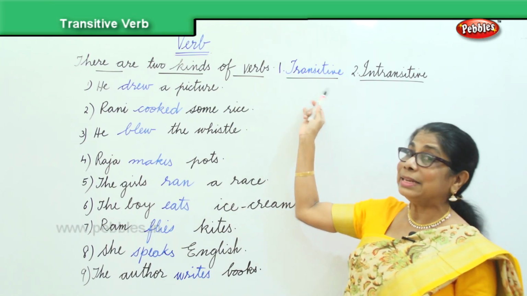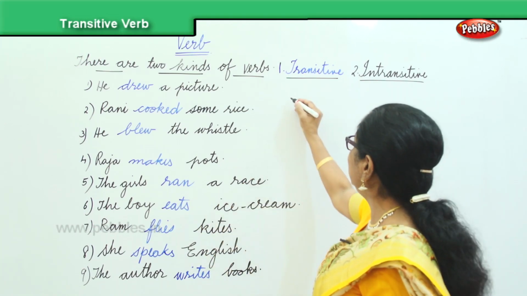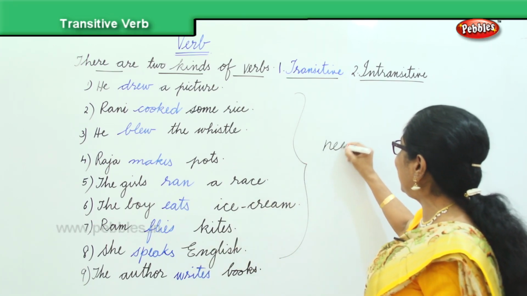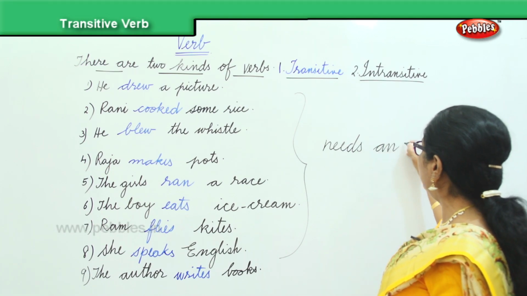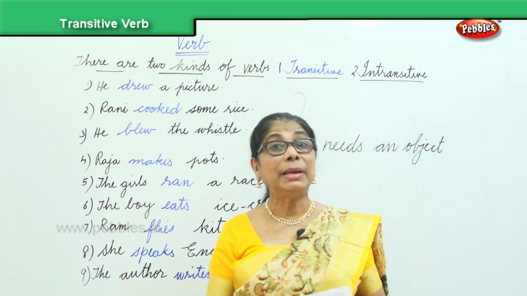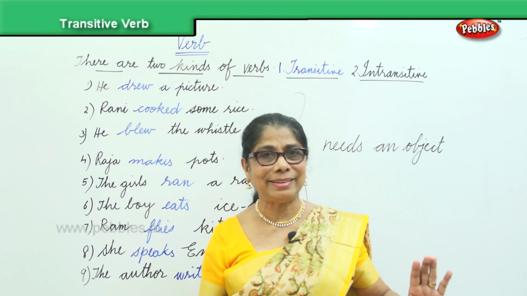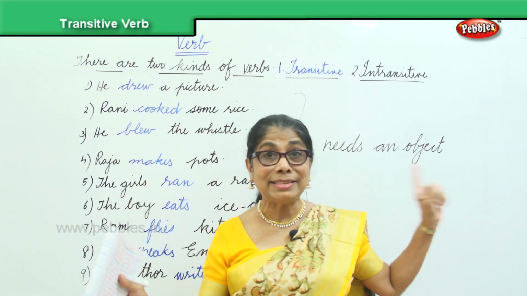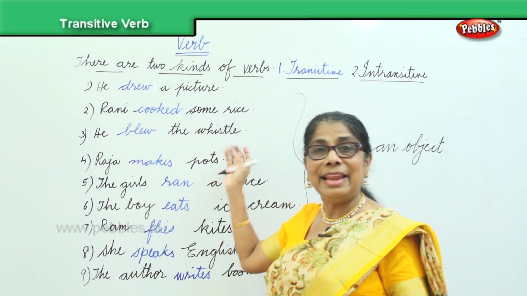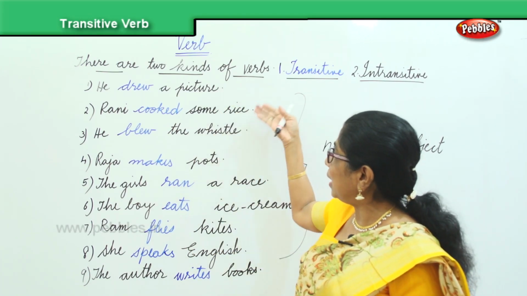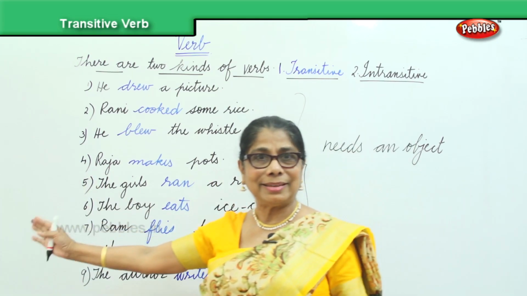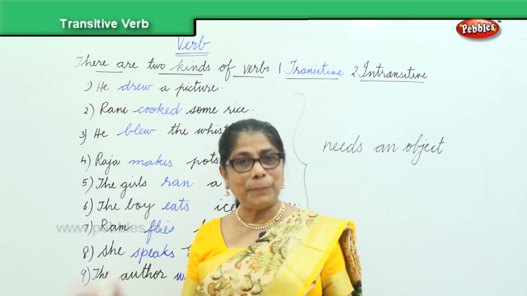Now, what did we learn? The transitive verb. All these are transitive verbs. What does it need? It needs an object. Let us remember the transitive verb needs an object to complete the action. The subject needs an object. If you can remember this, it's very easy. The transitive verbs, they need an object. The objects are a picture, rice, whistle, pots, race, ice cream, kite, English.